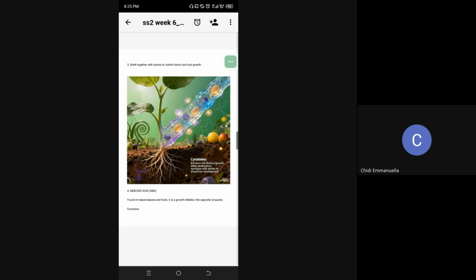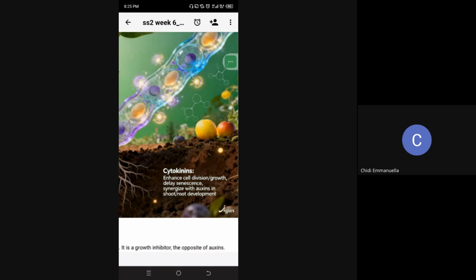So this is a diagram, I think it's AI generated, of what I'm talking about. So cytokinins enhance cell division and growth, delay senescence, and synergize with auxins in shoot and root development. Now, what is senescence? I know you'll be curious to ask what the meaning of senescence is. Senescence is a situation whereby the leaf falls. So cytokinin prevents senescence. It prevents the leaf from falling. Do you understand? Yes, sir.